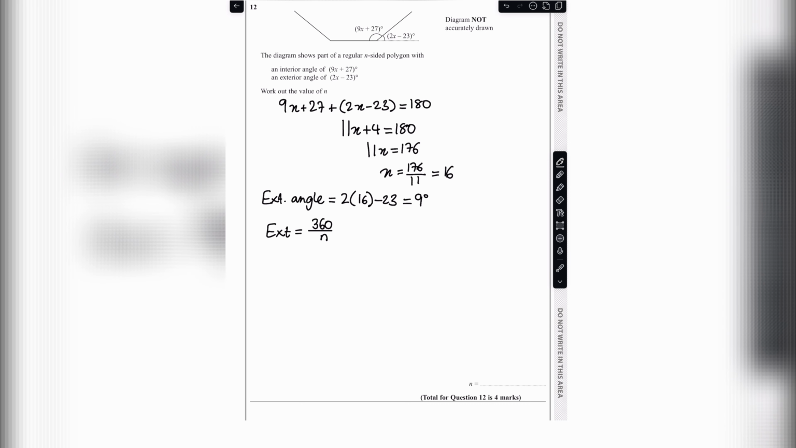Remember that the exterior angle can be determined by dividing 360 by the number of sides. So we can state that 360 divided by n equals 9. So 9n equals 360. Therefore, n equals 360 divided by 9, and that gives us 40. So the final value of n is 40.